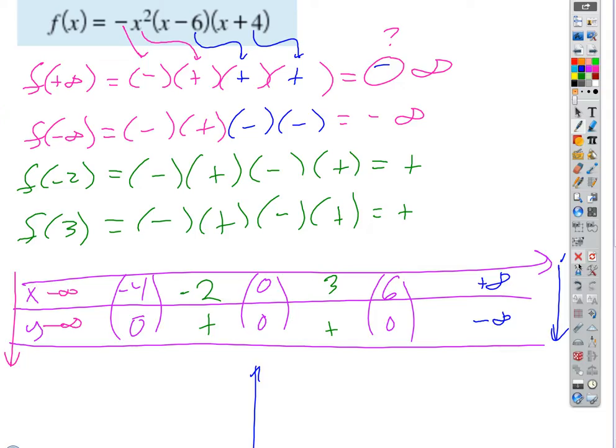Think of positive infinity as being positive a trillion. If I put in positive a trillion, well, that's negative, right? Because it's just -1. That's being squared, so that's always positive. A trillion minus 6 is huge and positive. A trillion plus 4 is still huge and positive. If I'm plugging in positive a trillion up here, all three of those are going to be positive and that one's negative. What if I plug in a negative huge number, a negative trillion, let's say?